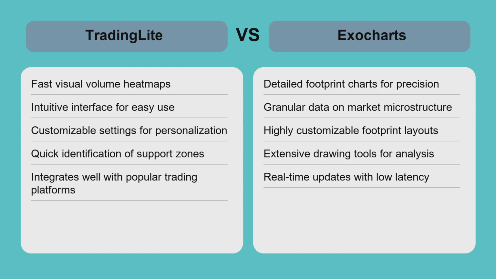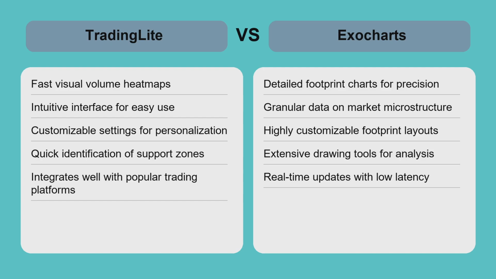While TradingLite is easier to learn and visually striking, Exocharts demands more expertise but rewards with richer data. The trade-off is between simplicity and depth. TradingLite speeds up decision-making with clear volume heat maps, whereas Exocharts excels in detailed market microstructure analysis.